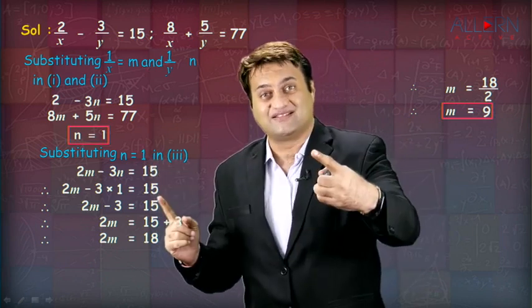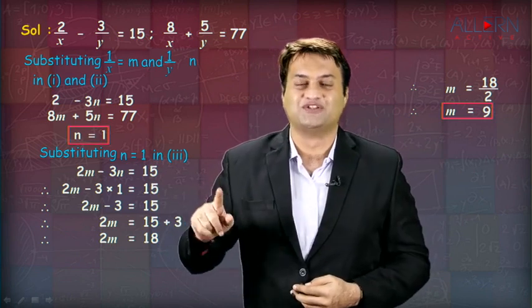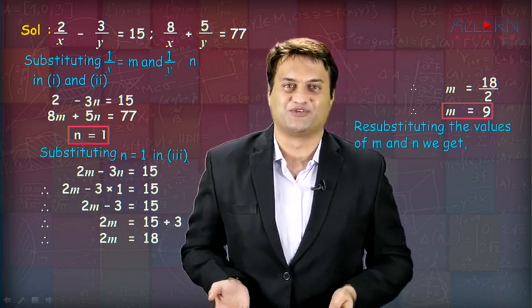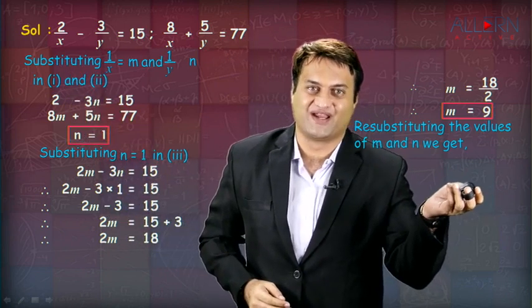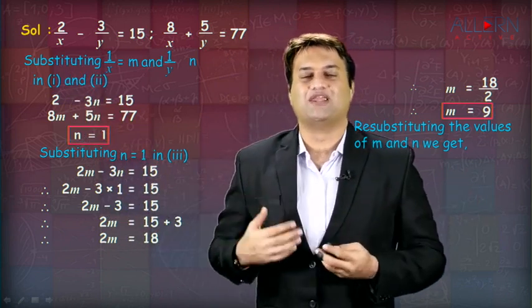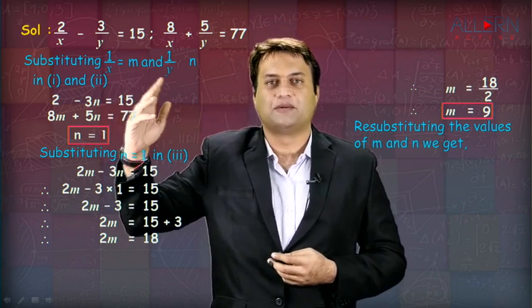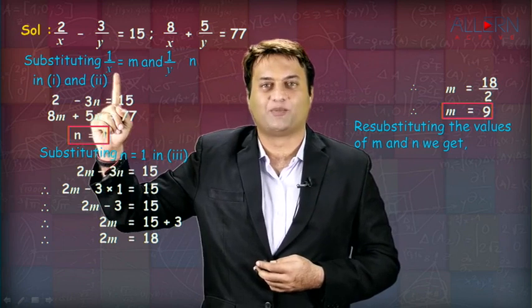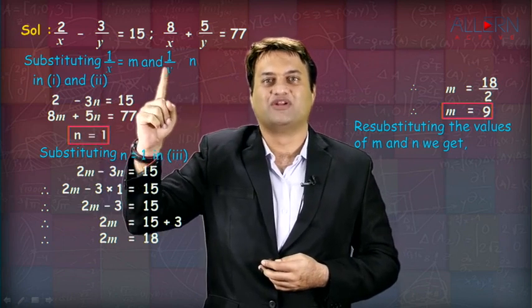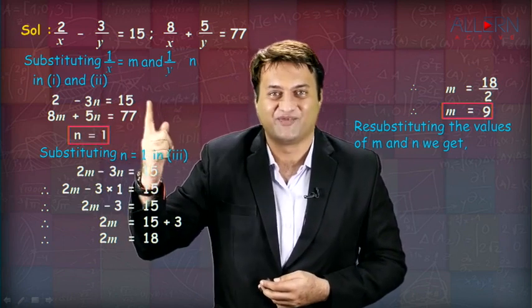Now to find x and y, what we need to do is we need to resubstitute the values of m and n. Wherever there is a substitution, there has to be a resubstitution, right? Now let's resubstitute the values of m and n. When we say resubstitute the values of m and n, meaning m is now resubstituted as 1 upon x and n is now resubstituted as 1 upon y, right?